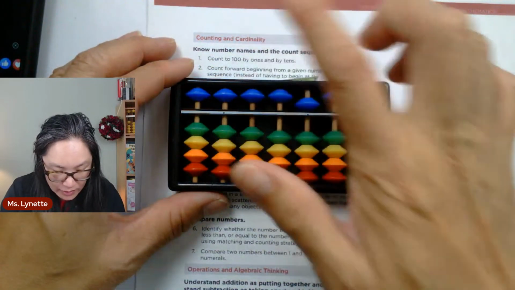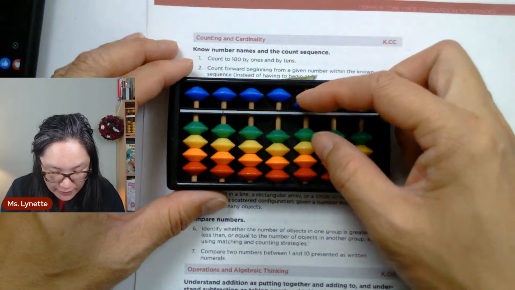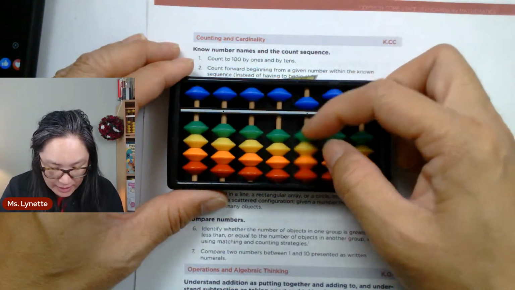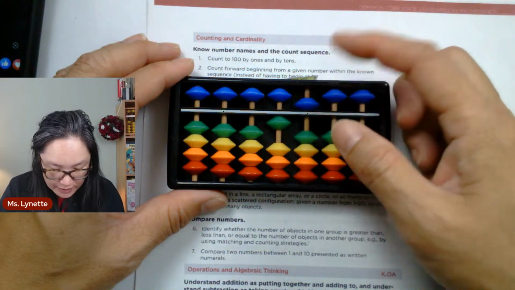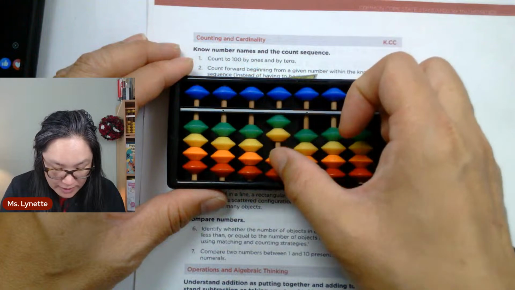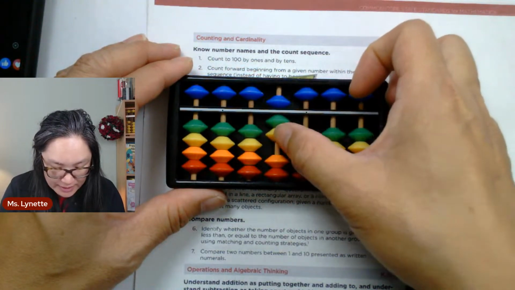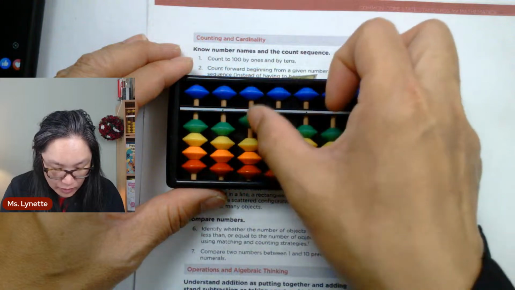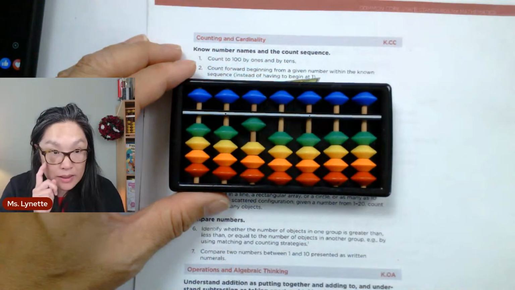And then if we want to count it by 100, we just go 1, 2, 3, 4, and then 5, 6, 7, 8, 9, and then 10, 11, 12, 13, 14, 15. Now we can go by tens. If we have 10, we have 20, 30, 40, and then 50. 50, 60, 70, 80, 90, and then 100. So knowing how to count on the abacus is easy.